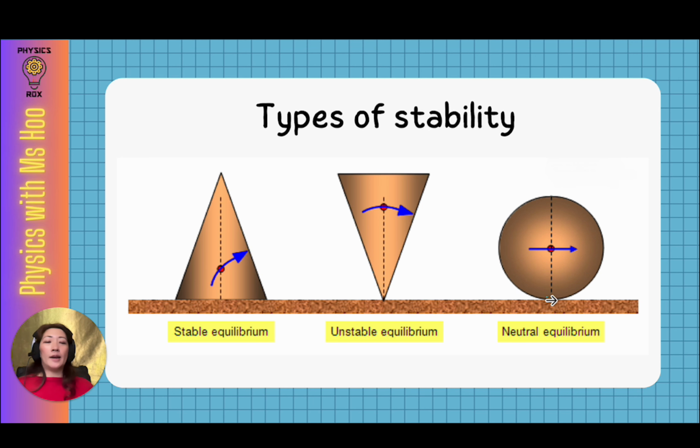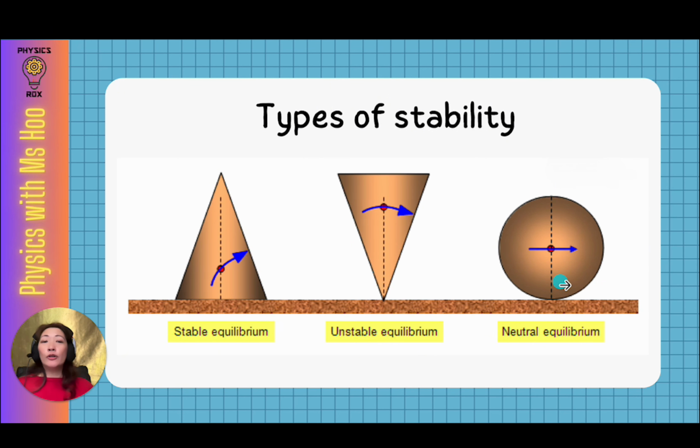Neutral equilibrium, on the other hand, is a situation where it remains stable throughout. So for example, this sphere. Right now you can see it's balanced. If you were to push it, it doesn't go back to its original position, nor does it topple over. It just continues to remain upright and stable. That means throughout the entire situation, when we push this sphere, it remains stable.